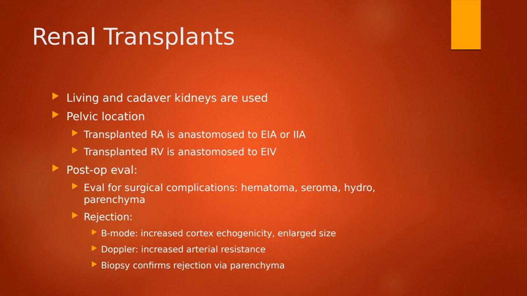The connection between the vascularity of a transplanted kidney is a little bit different because we're putting it in the pelvis. So we're putting the renal artery in connection to the external iliac artery or the internal iliac artery.